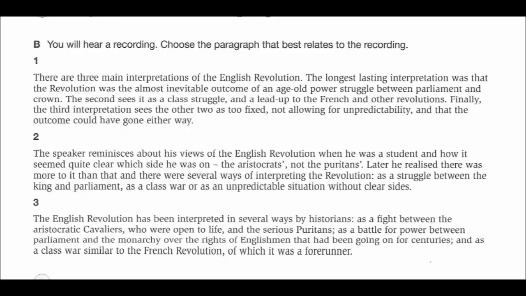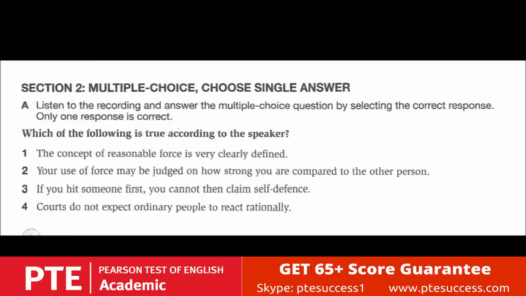Practice Test 2, page 80, section 2. Multiple choice. Choose single answer. Listen to the recording and answer the multiple choice question by selecting the correct response. Only one response is correct.